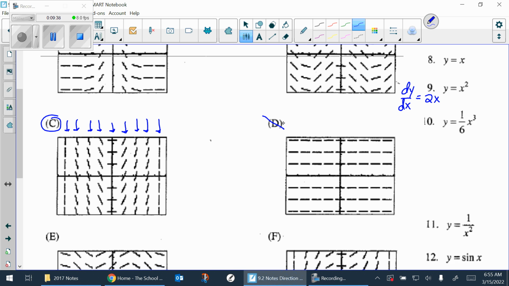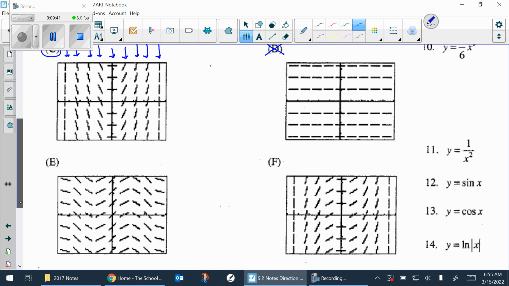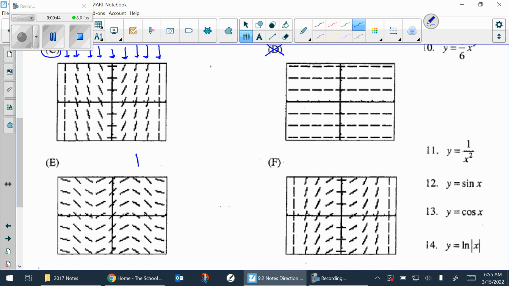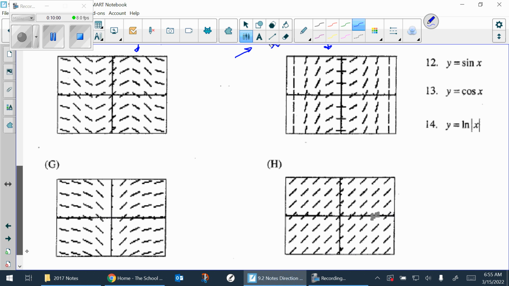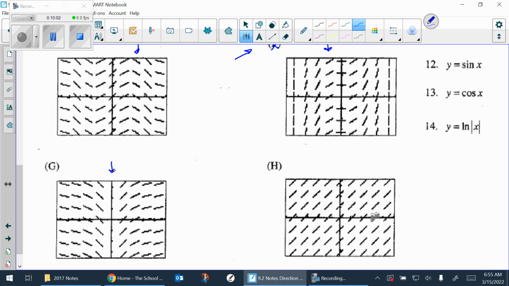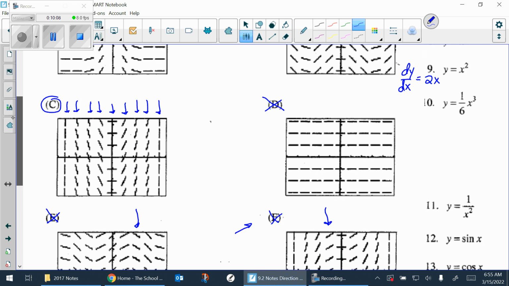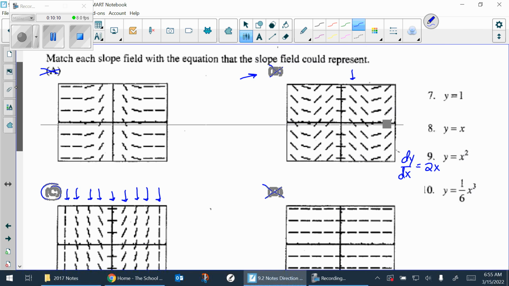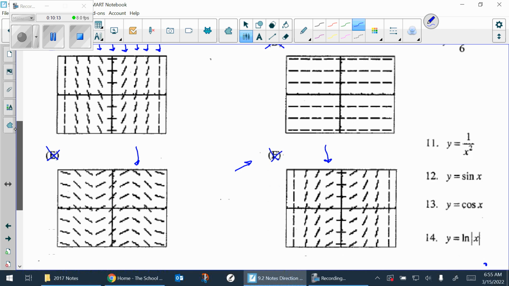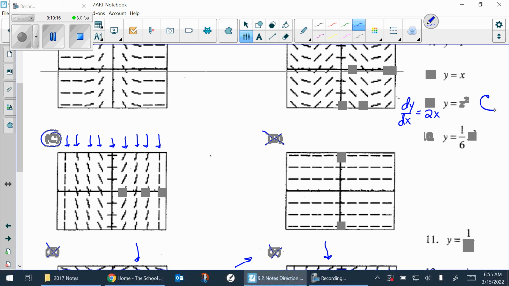I'll look at the rest of these. That one's no good. This one, when x is 2, we have a negative slope. That's not it. Here, F, let's see, when x is negative 1, we have a positive slope. That's not it. And it doesn't have a slope of 0 at 0, doesn't have a slope of 0 at 2. Yep, I think C is going to do it. So number 9, I would say is C.